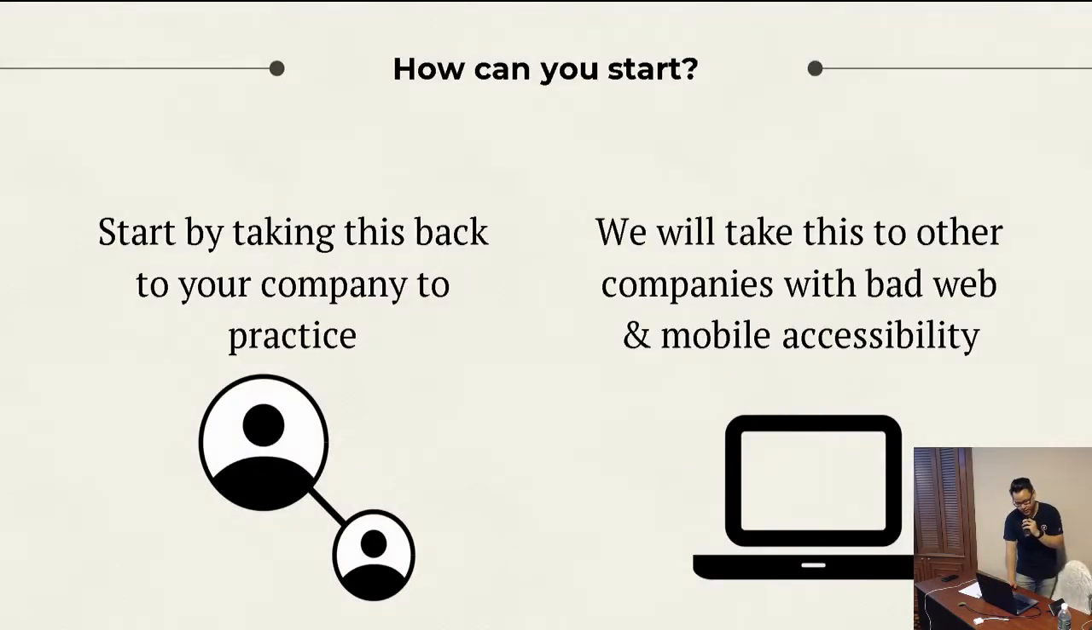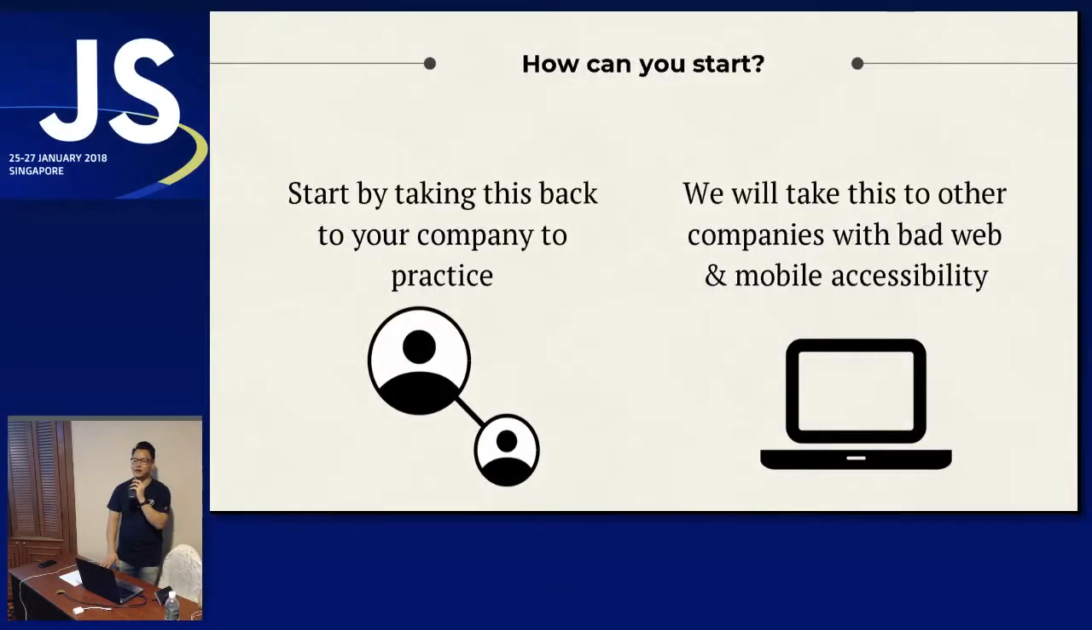So how can you start? Like I mentioned, you can take this back to your own company to practice whatever simple things you learned. At the very most, by the end of this workshop, you would have learned how to use screen readers quite a bit. So try using screen readers on the products that you've helped build so far and see how accessible they are. And if you choose to join us for our meetups for the ASEAN A11Y initiative, then we will go to other companies with bad web and mobile accessibility and help them out.